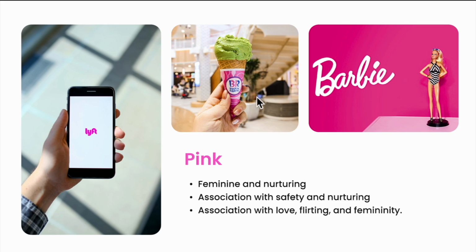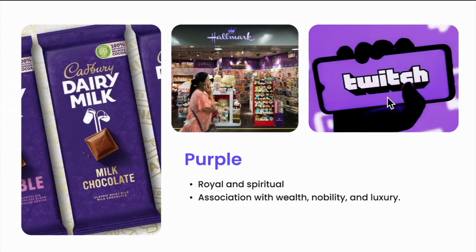Even Baskin and Robbins. But I can definitely see the approach with Barbie. Purple, royal and spiritual. And throughout history, purple has been considered a regal color. The connection with royalty has led to a big association of purple with wealth, nobility, and luxury, when we think of the best type of chocolate or the best cards.